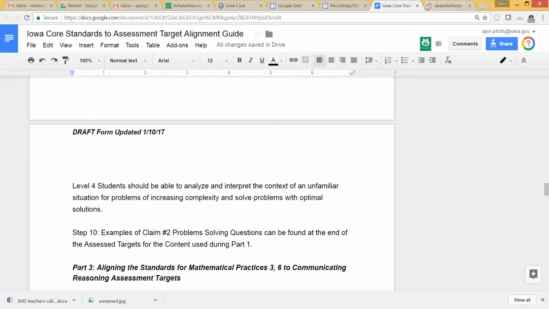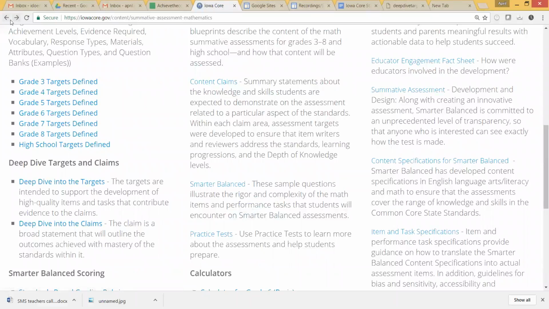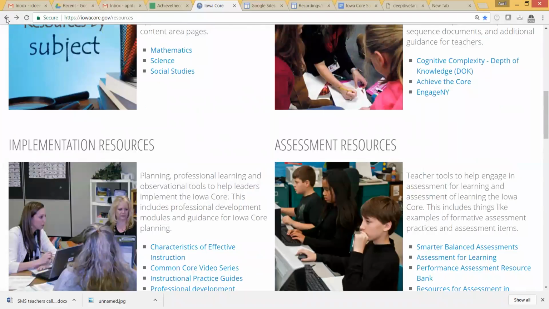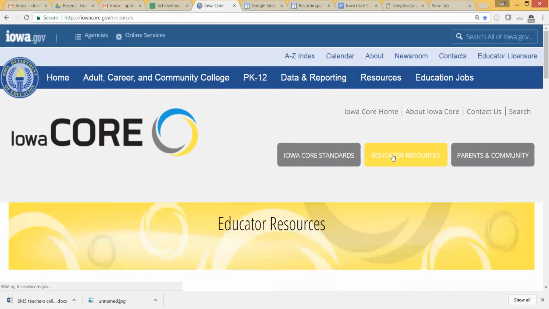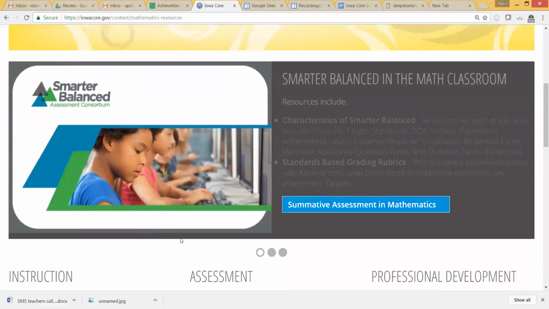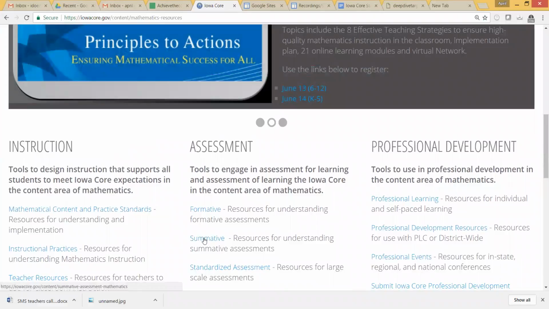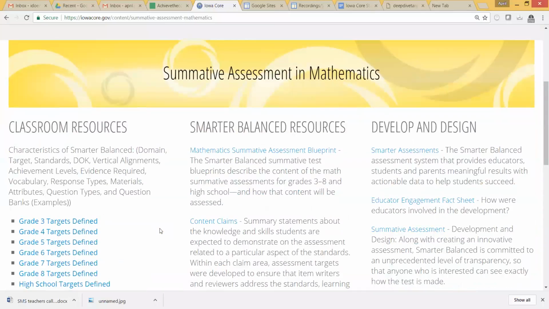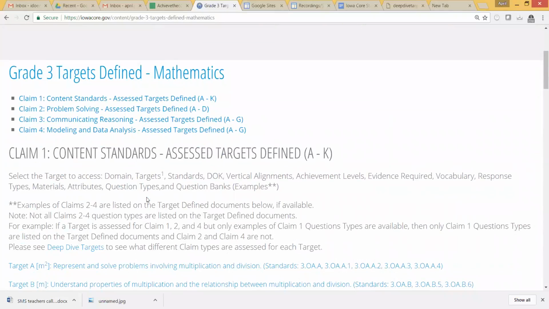So what we're going to do is follow those directions, and go to our Iowa Core website here, and I'm just going to back out to make sure we all know how to get to here. So we go to Iowa Core, and then over here to the Educator Resources, and we want to be on the math page. And when you get to the Math Resources page, you go to Assessments, and we go under Summative. And then we're going to use 3rd grade, so we're going to jump to 3rd grade targets.